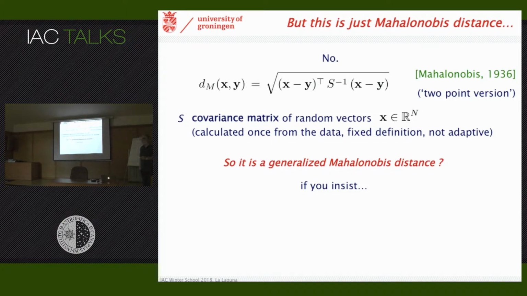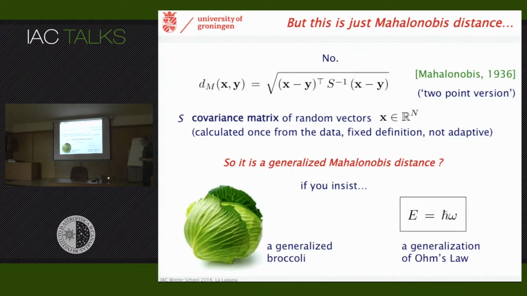That's the next point. Yes, if you insist, it's a generalized Mahalanobis distance, and this is a generalized broccoli, and this is a generalization of Ohm's law. It has the same mathematical structure, but that doesn't mean it's a generalized Mahalanobis distance. That statement doesn't make any sense.